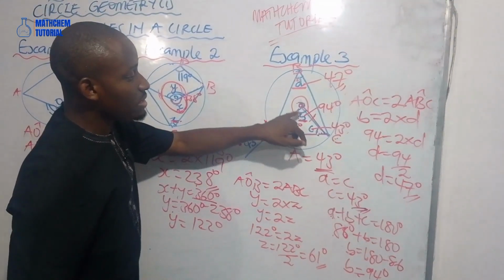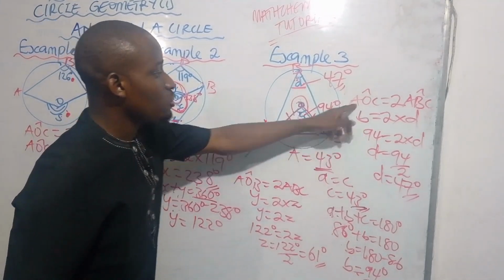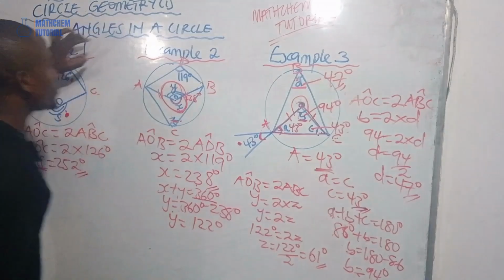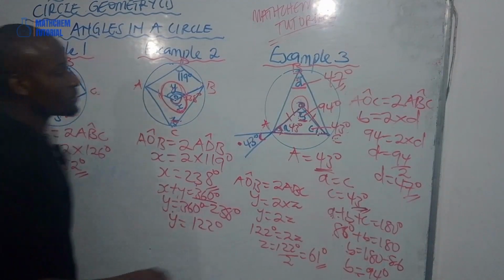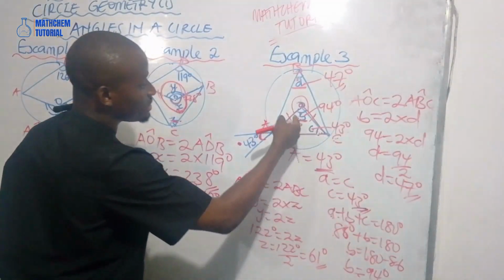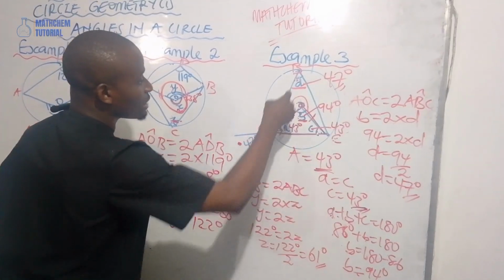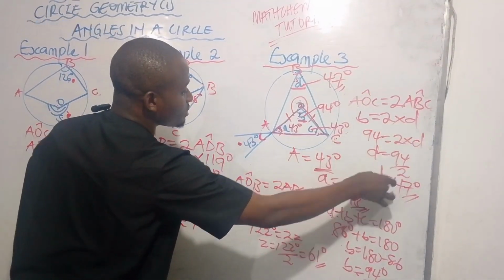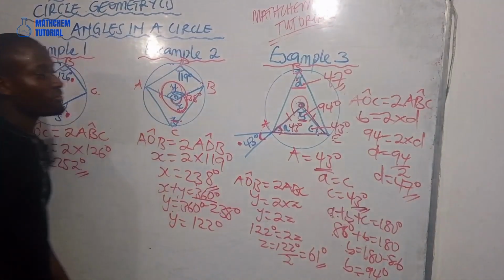And then we have it here by saying the AOC, which equals 2 times ABC, from the first theorem we have been working on. So now from here we can represent this place as B, which is here. Then 2 times here should be D. This particular place here is D. So solving this, we get our D equals 47 degrees.